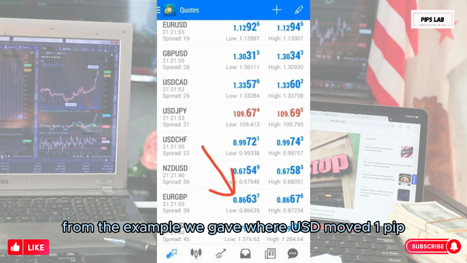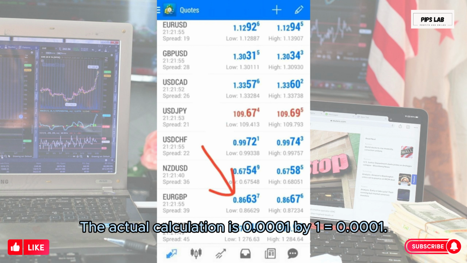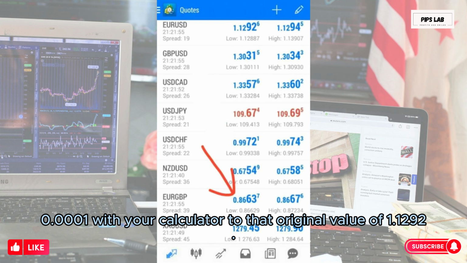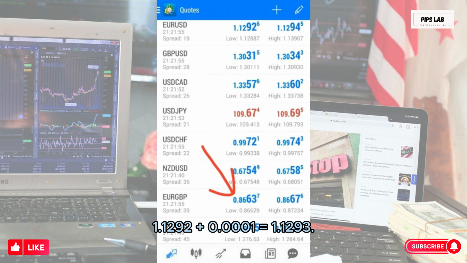From the example we gave, where USD moved 1 pip, the actual calculation is 0.0001 by 1, which gives 0.0001. Therefore, you add 0.0001 with your calculator to that original value of 1.1292. So we have 1.1292 plus 0.0001 equals 1.1293. This method looks longer, though it's the real way of doing it. We still got the same answer.